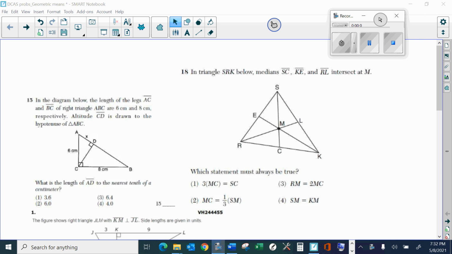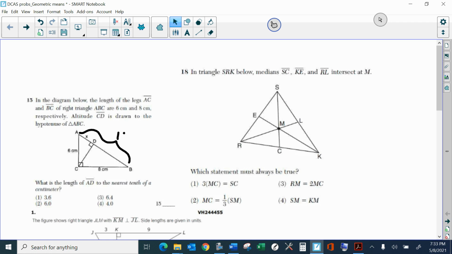Okay, since we're going to go over some geometric means type problems, and it looks like a centroid one as well. All right, so 15 here. We have this right triangle. First off, we should see this as a 6, 8, 10 Pythagorean triple. So this length here is 10. Okay, so if AD is x, then we know this has to be 10 minus x.